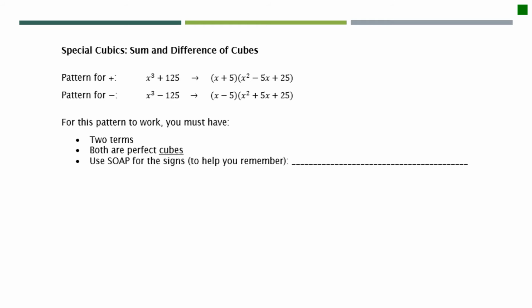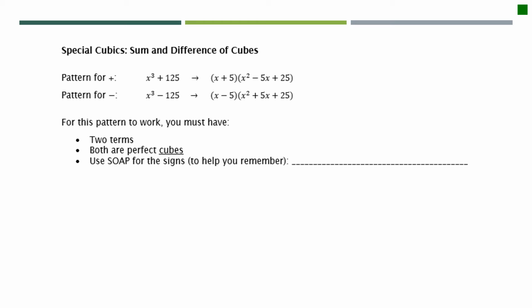Now we're going to talk about special cubics. We're going to talk about both the sum and difference of cubes. So when we were talking about quadratics, you can only do a difference of squares. A sum of squares is prime. When we're talking about cubics, you can do both the sum and the difference. They're both factorable. There are two patterns. And there's an example here of x cubed plus 125 and x cubed minus 125.